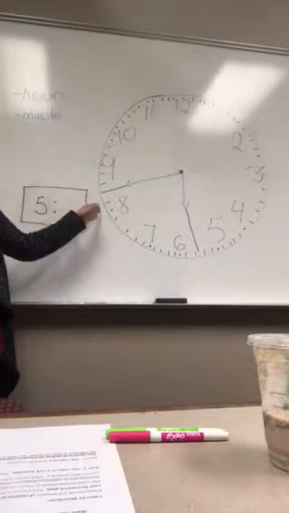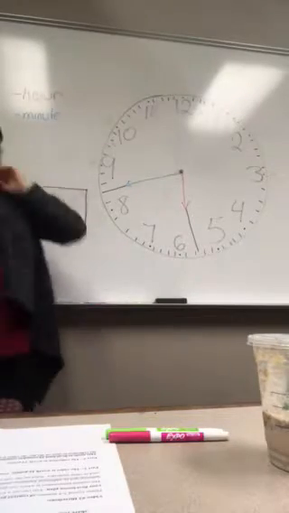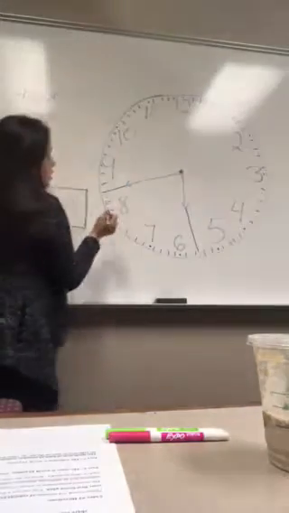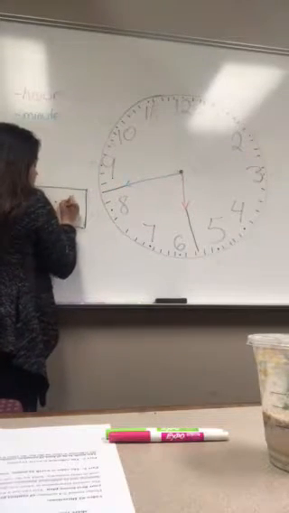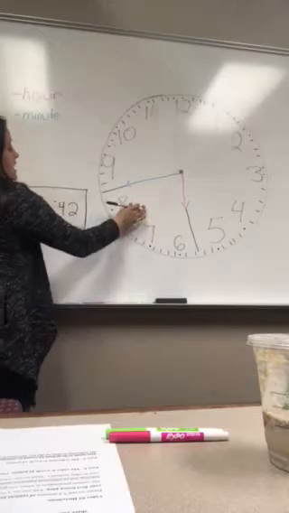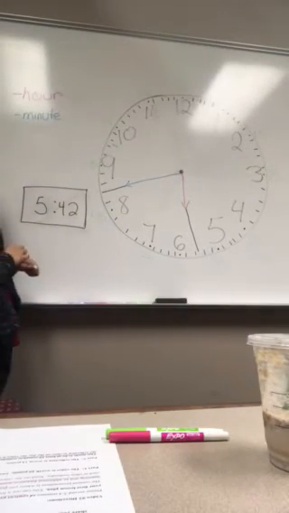But now let's extend our minute hand. It's right in between 40 minutes and 45 minutes. So we're going to count the numbers in between. We're going to go 40, 41, 42. So the time that my clock reads right now is 5:42.